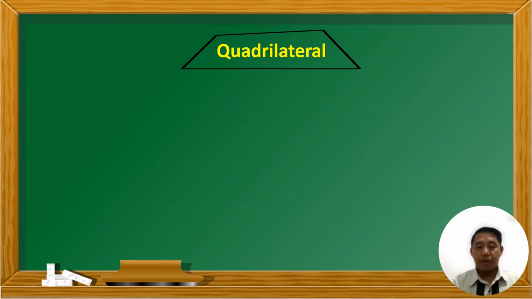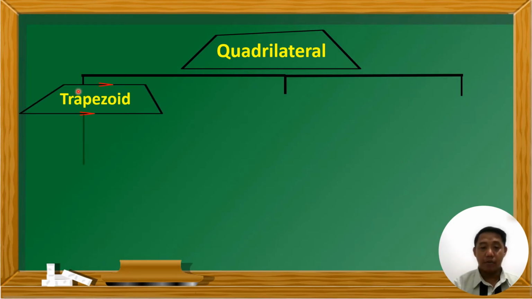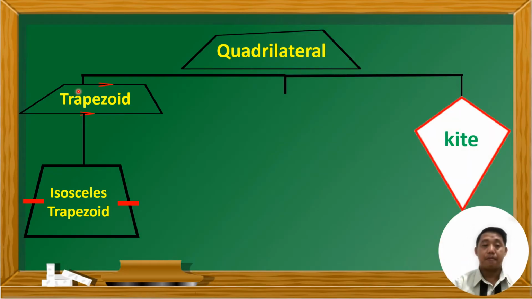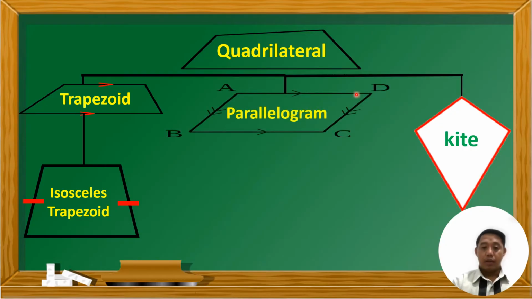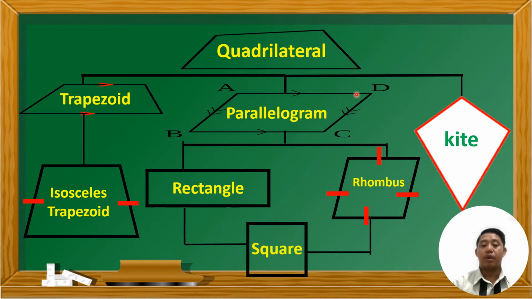So again, always remember this, no? Itong flowchart ng ating quadrilateral is very important. So the quadrilaterals are classified into 3 kinds. The first one is trapezoid. Under trapezoid, we have an isosceles trapezoid. We also have kite. So trapezoid, we have one pair of parallel sides. Kite is no pair of parallel sides, but it has 2 distinct congruent sides. And then we also have the parallelogram. Under the parallelogram, we have the rectangle, the rhombus, and then the square. So you have to memorize this flowchart.